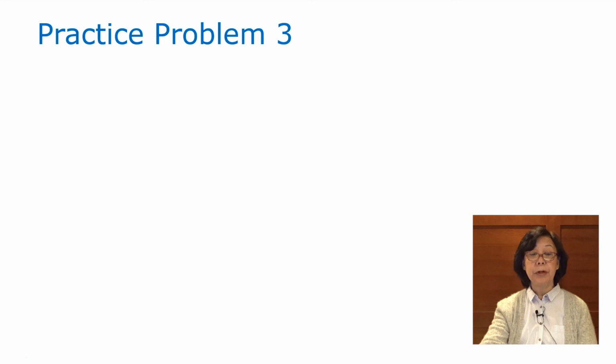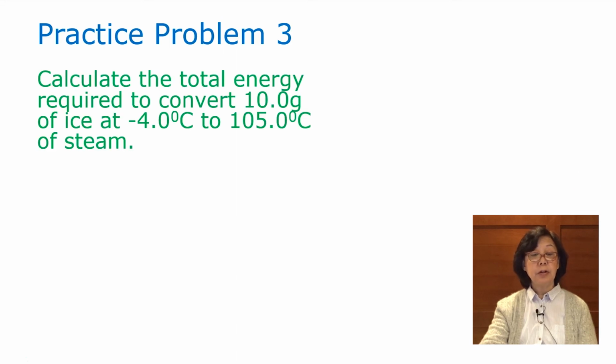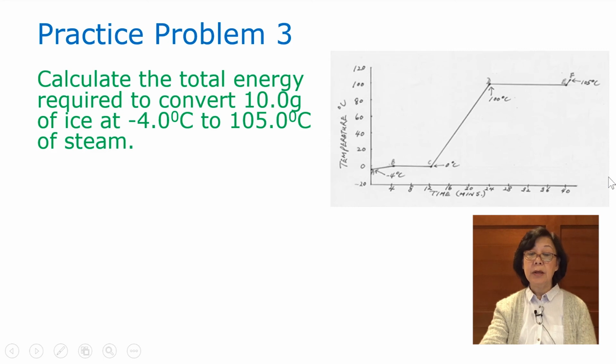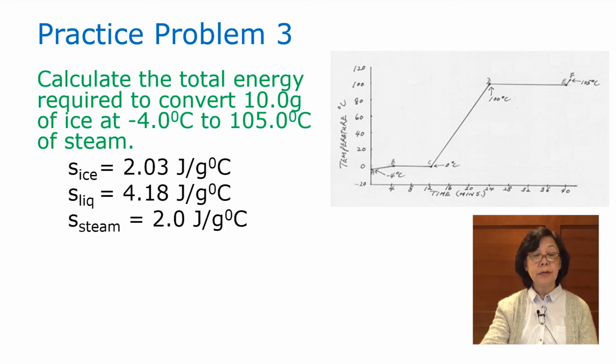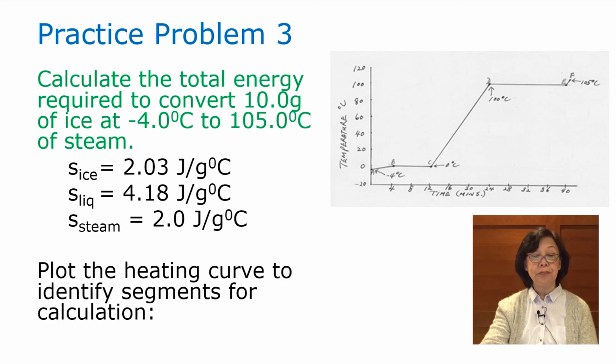Practice problem number 3. Calculate the total energy required to convert 10 grams of ice at negative 4 degrees C to steam at 105 degrees C. Now here we look at the diagram, we plot it, and we identify the different segments. Given the specific heat of ice is 2.03 joule per gram degree C, specific heat of liquid is 4.18, and specific heat of steam is 2.0.